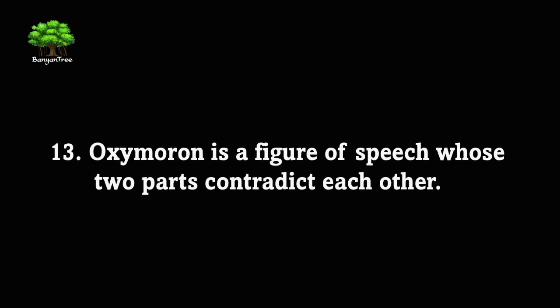Oxymoron is a figure of speech which has two parts, and the two parts contradict each other. A lovely example of oxymoron is found in the Idylls of the King of Alfred Lord Tennyson. This is what Tennyson says: his honour, rooted in dishonour stood, and faith unfaithful kept him falsely true.